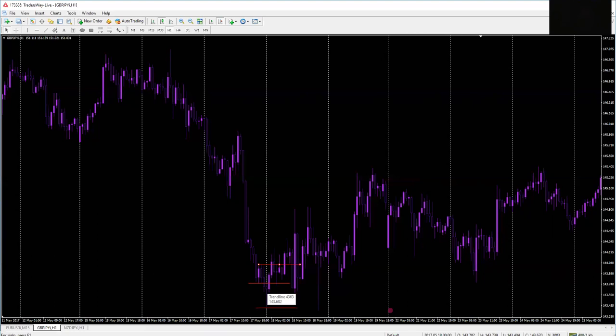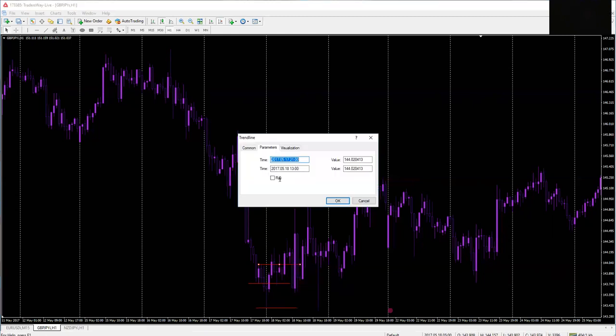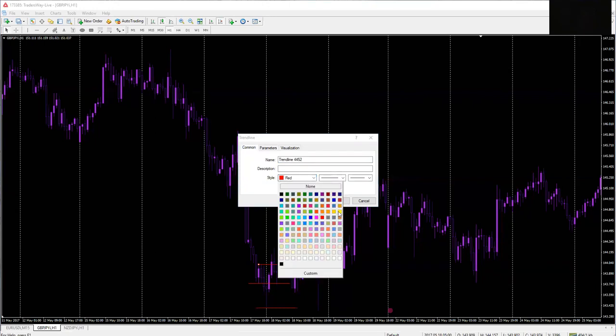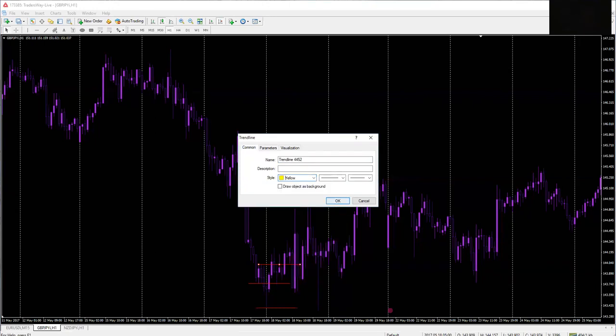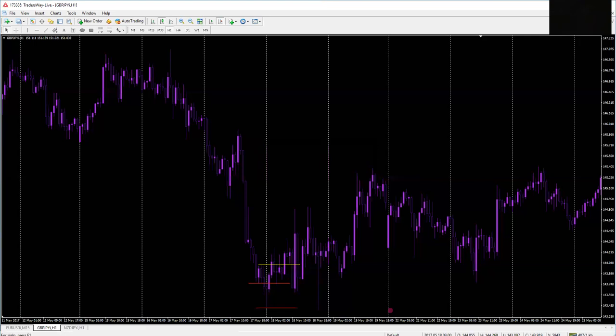Now, did you mark the high and the low of the Asian session? Change the color for me. Double click, trend line, comment. There we go. Because I want to show you that you can do this. You can have like 4 trades set up. Perfect. The high and the low of the Asian session.